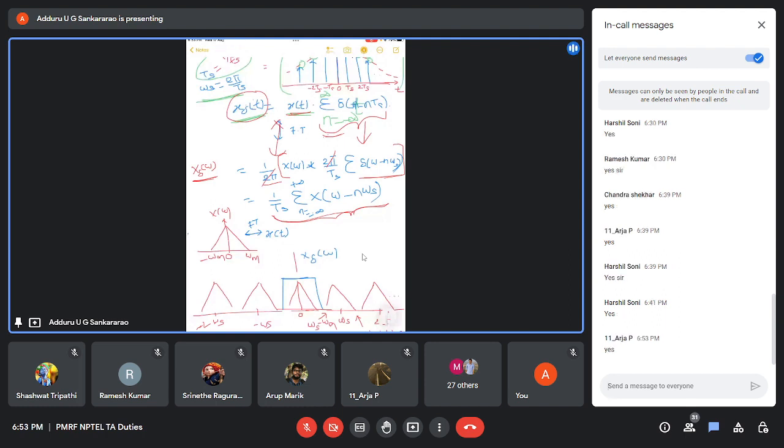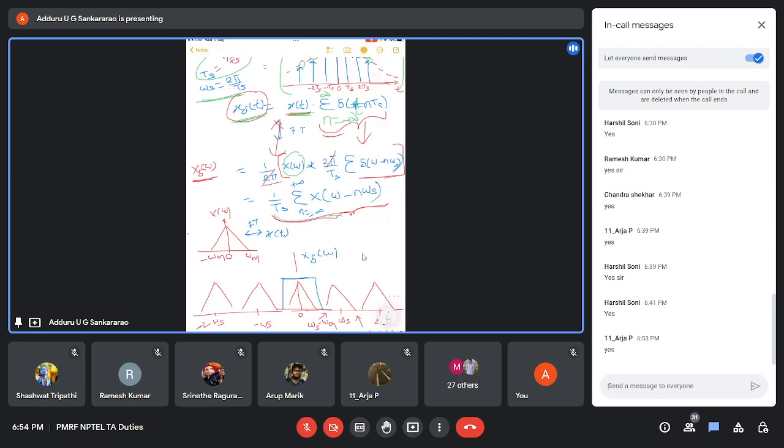See, actually this is the sampled signal, x of t into the impulse train. So we can assume two signals, x of t into y of t. If you take the Fourier transform in the frequency domain, it is 1 by 2 pi into the Fourier transform of x of t, that is x of omega, convolved with y of omega. For the impulse train, this is the Fourier transform. Then we need to use the convolution property of the impulse, and then we'll get this one.